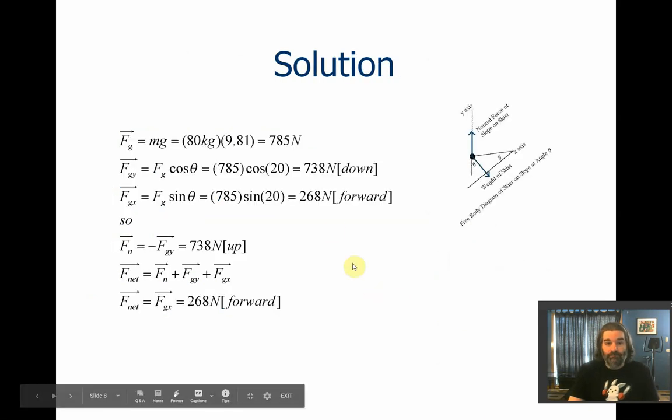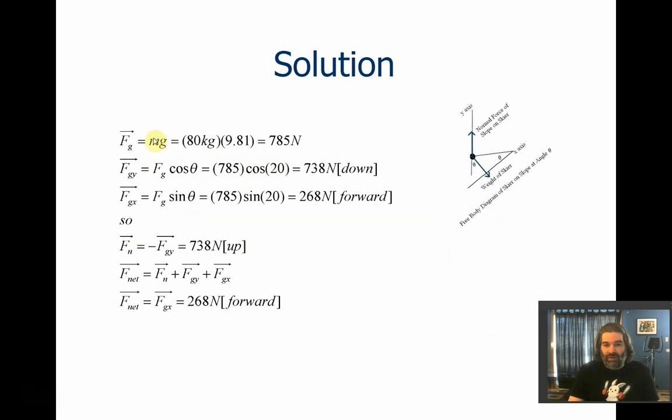So let's do it. The force of gravity is the same as it always is, mass times 9.81. So the force of gravity on the skier is 785 newtons. Now, the y component will be the component in our down direction. It's the adjacent, so it's the force of gravity times the cosine of theta, so 738 newtons down. The x component is opposite, so it's sine theta, 785 sine 20, 268 newtons forward.